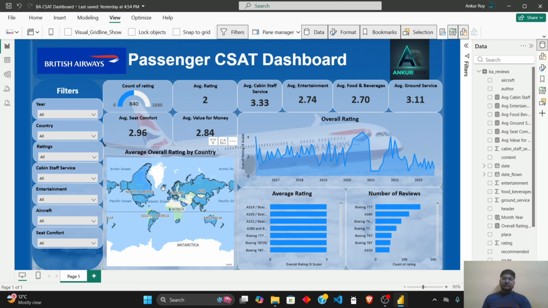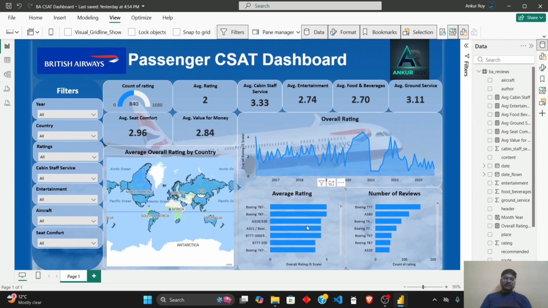At the bottom of the dashboard, we move into the aircraft-level insights. The first chart shows the average passenger rating by aircraft type, helping us understand how different aircraft models impact customer experience. Some aircraft consistently receive higher satisfaction scores, while others show more mixed or lower ratings. The second bar chart complements this by displaying the number of reviews by aircraft type. This is important because an aircraft with lower ratings but high review volume represents a much larger operational risk compared to one with fewer reviews.